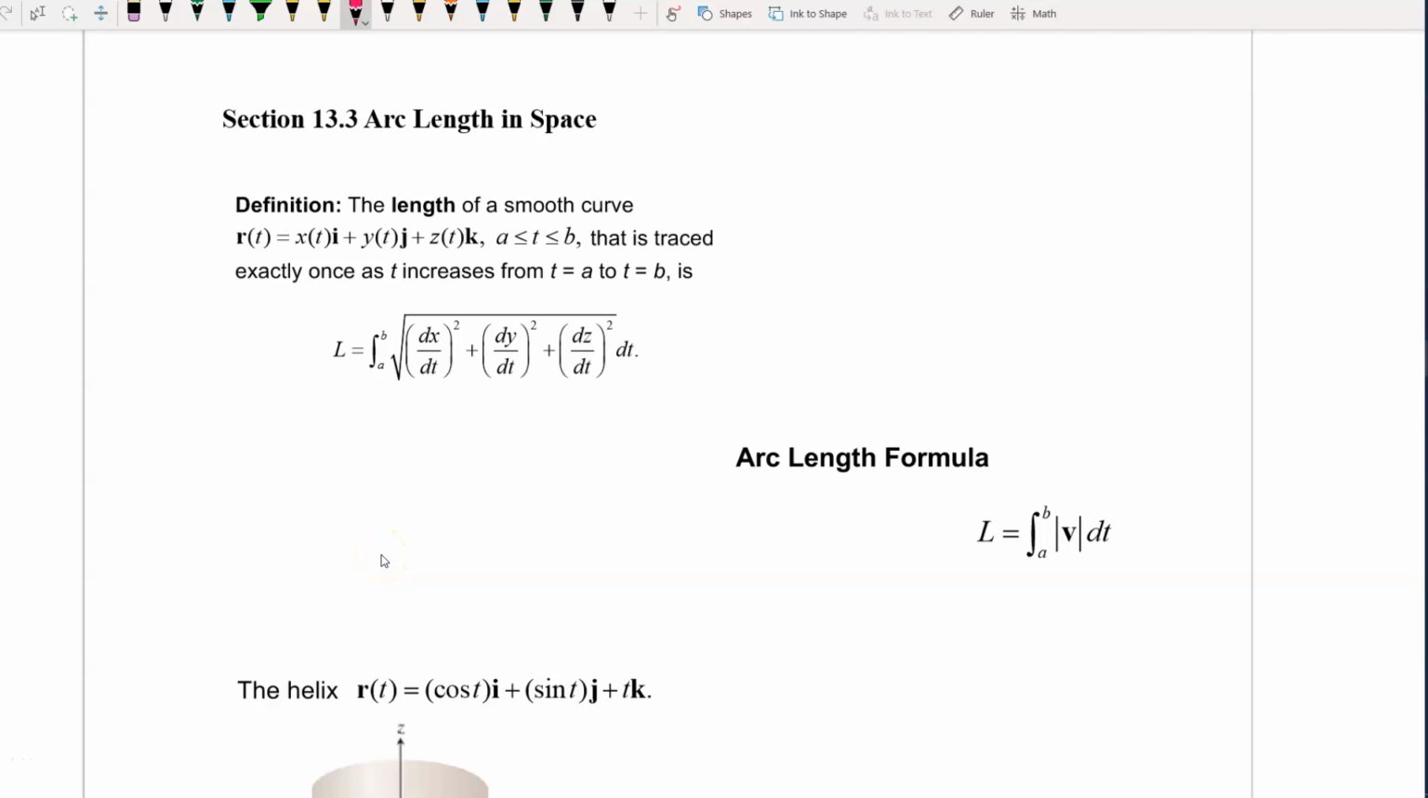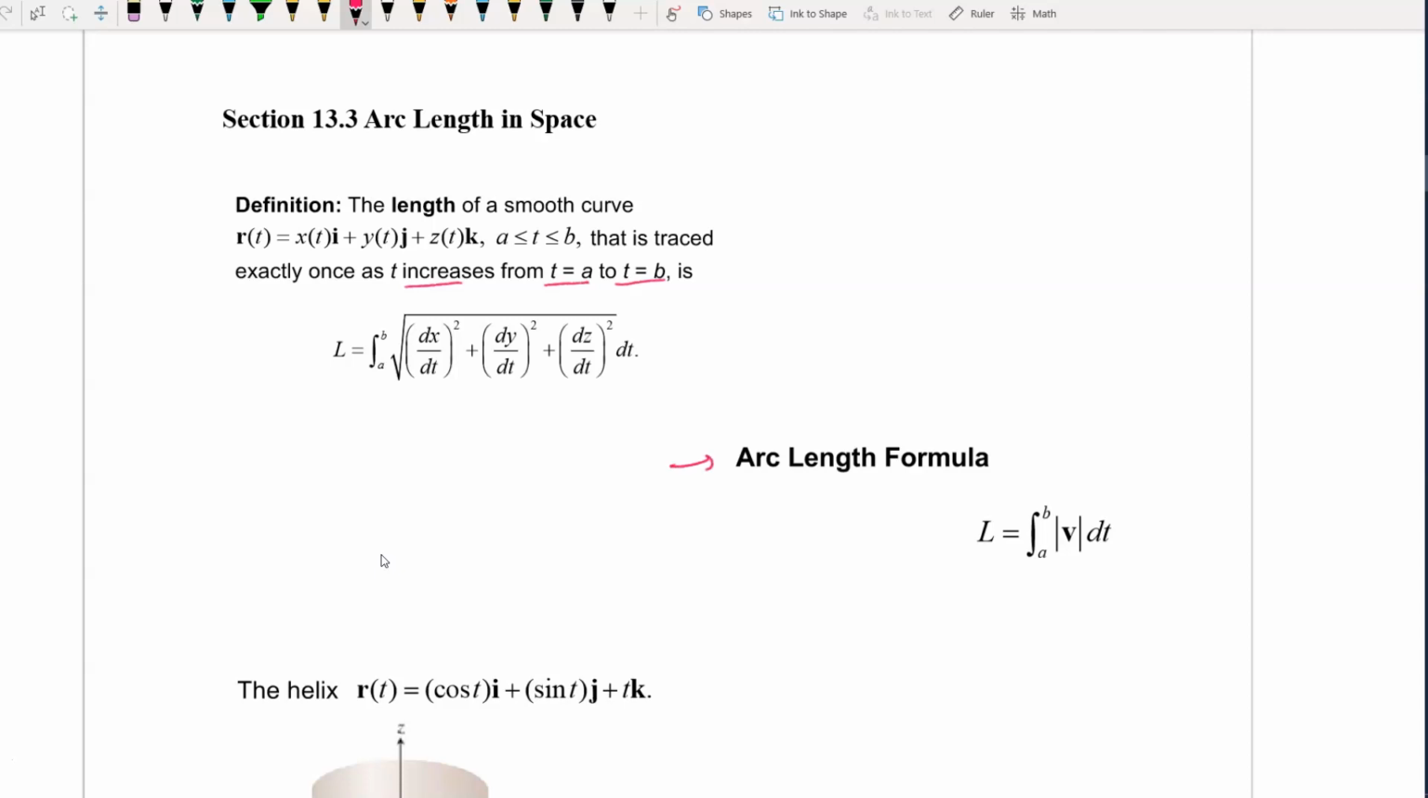Hello everyone. In this session we have arc length in space. Definition: the length of a smooth curve r(t) equal to x(t)i plus y(t)j plus z(t)k, t between a and b inclusive, that is traced exactly once as t increases from t equal to a to t equal to b, is L equal to the integral from a to b of the square root of (the derivative of x with respect to t) squared plus (the derivative of y with respect to t) squared plus (the derivative of z with respect to t) squared dt.